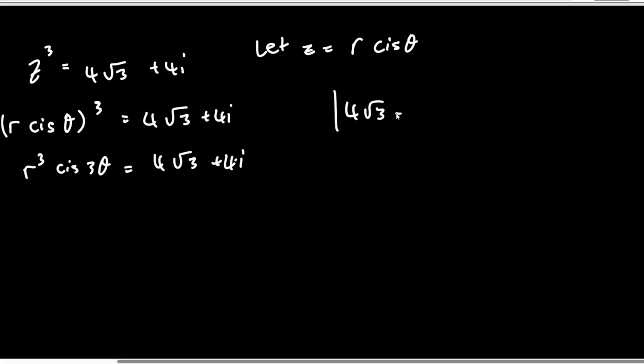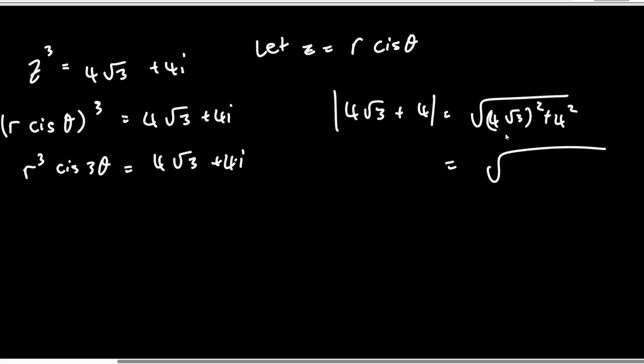It's going to be 4 root 3 squared plus 4 squared. That is 16 times 3. What's 16 times 3? Oh man, I'm fried. My brain is fried. 48, right? 48 plus 16. What's that? 64. Okay, so we can see it's a nice little 8. Okay, so we got that.